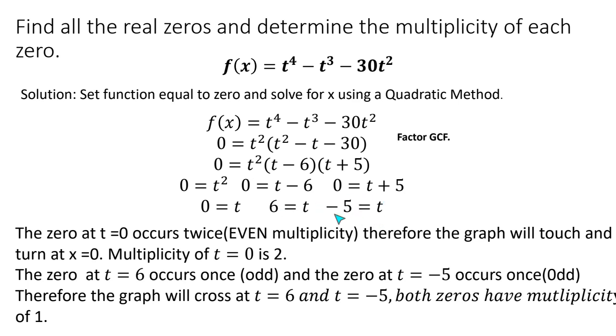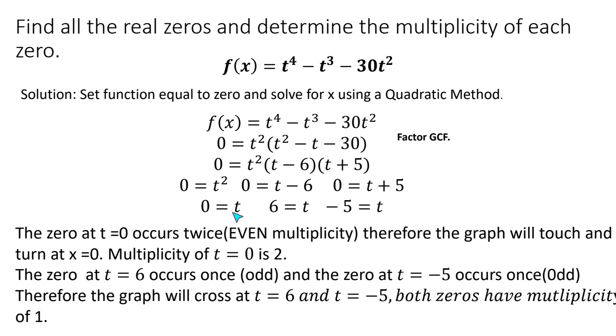Another thing that it's asking us to do is determine the multiplicity. And basically the multiplicity is asking how many times does the 0 appear. And so for the t squared, if we take the square root, we get a plus or minus 0. And so essentially that is 2 of the zeros here. So in reality, we have t equals 0, and it appears twice. So we say that it has an even multiplicity. So at that point, the graph is going to touch and turn.